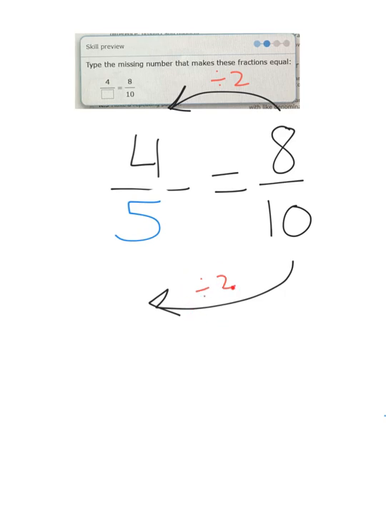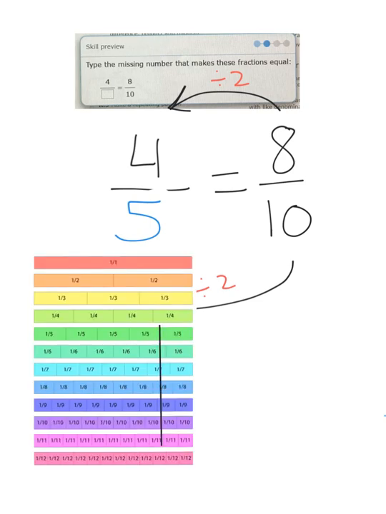Just make sure whatever you choose to do to the bottom, you do the same to the top. If you did times in one place and divided in the other, it's not going to work. Let's prove it with the fraction strips. Here you see that 4/5 is equal to 8/10.